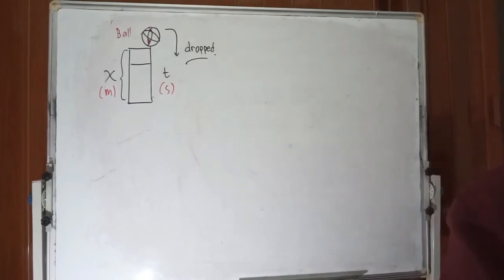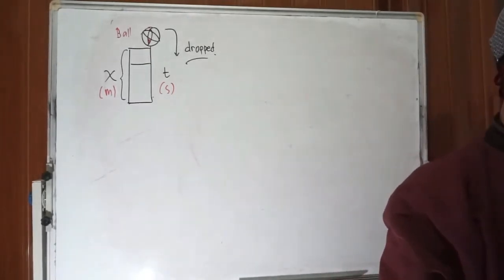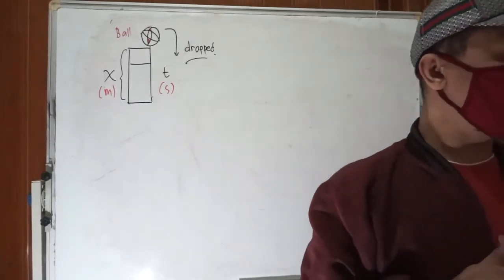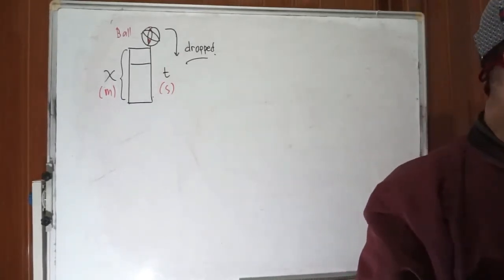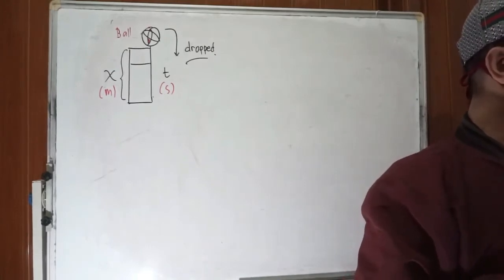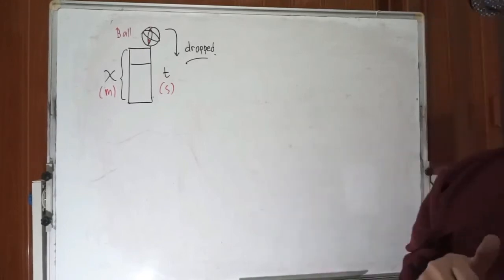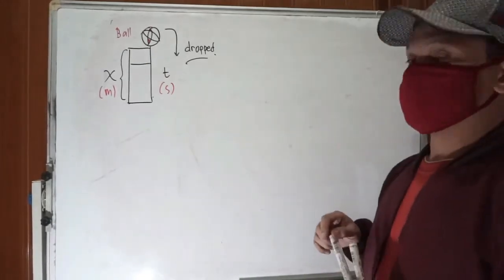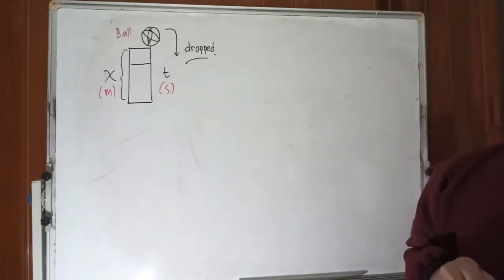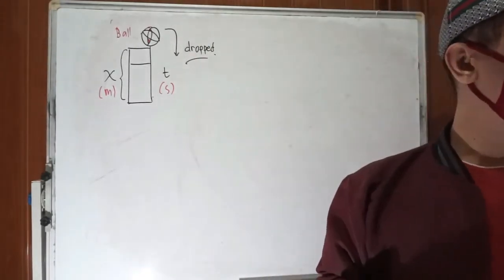Number 3. A ball is dropped from a tower. After t seconds, the ball has fallen a distance x meters. x is directly proportional to t squared. Okay, students, there is a ball dropped from a tower and it falls.